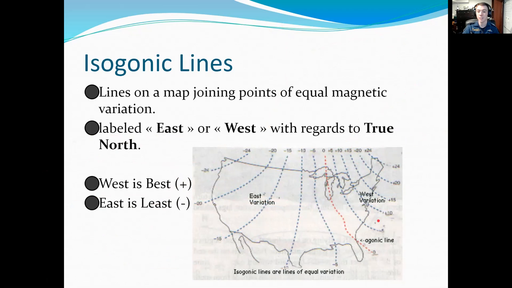So these do shift and change over the course of each year. They do change, and scientists measure them regularly to monitor the Earth's activity and everything. And they are in reference to true north, not magnetic. It seems counterintuitive, but there's method to the madness.